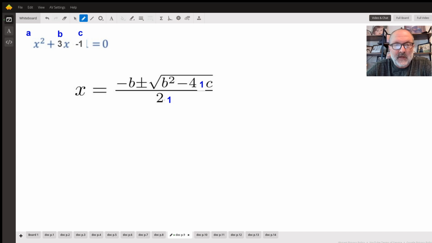The coefficient of x is called B. We plug that in for B. And then the constant is known as C. In this case, it's -1. Plug that in for C.